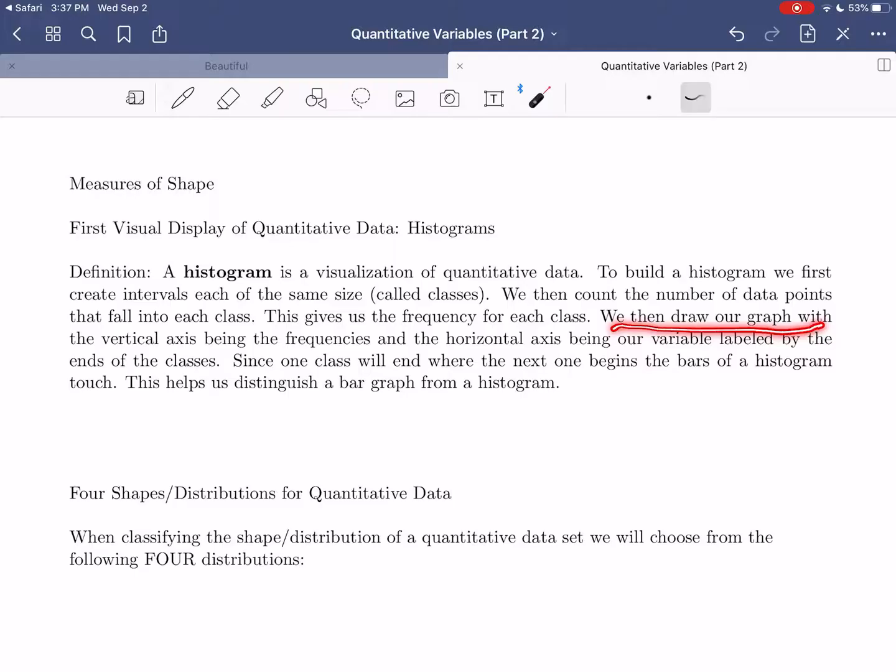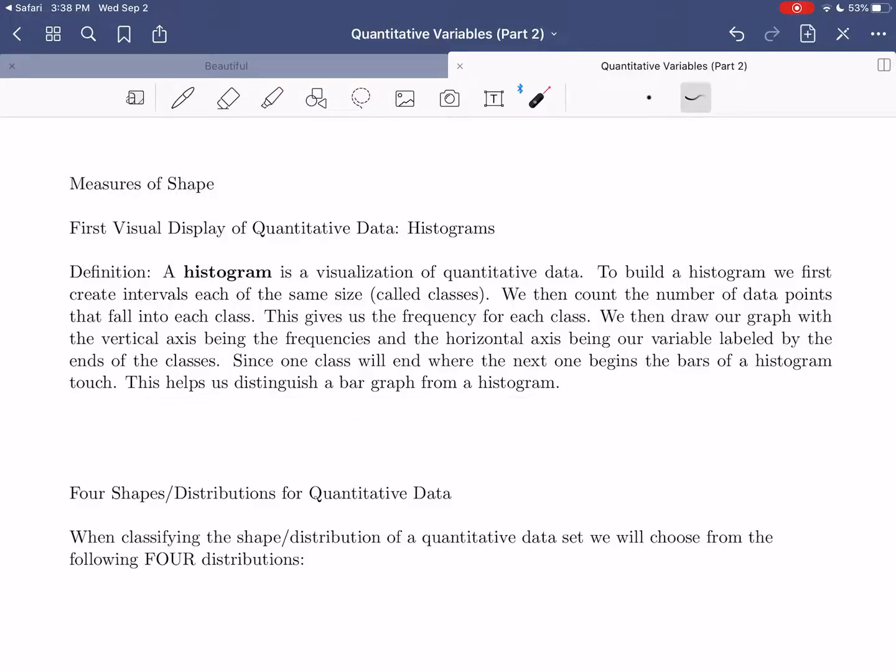Then we draw our graph with the vertical axis being the frequency, so very similar to a bar graph, and the horizontal axis being our variable. And we label the horizontal axis by the ends of those intervals or classes. Since one class will end where the next one begins, the bars of a histogram touch. Remember back when we introduced a bar graph, we said that the bars should not touch, and this is the reason why. In a quantitative display, a histogram, the bars touch. That shows the viewer, oh, this is a quantitative variable. In a categorical visual display, a bar graph, the bars do not touch. So this helps us distinguish a bar graph from a histogram.